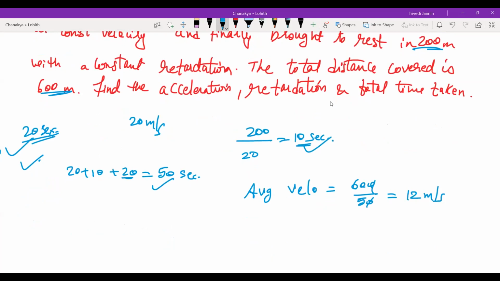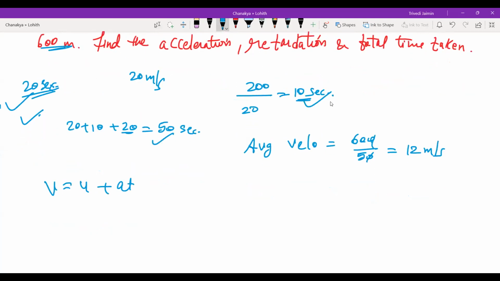And how we got this 20 seconds, if you want to see, I can show you here. We found acceleration is -1, right? So if we use v equals u plus at, here the final velocity is 0, the initial is from where it starts, that is 20, and a is -1, and t. So t equals 20 seconds.